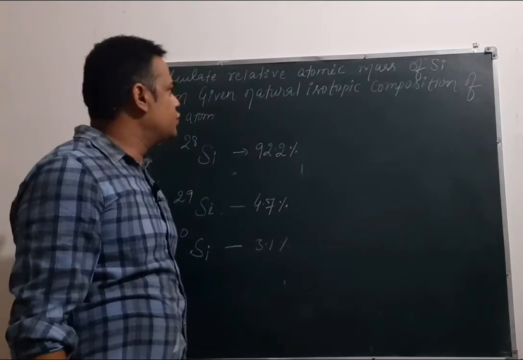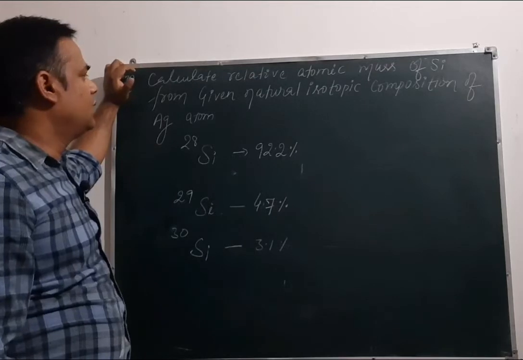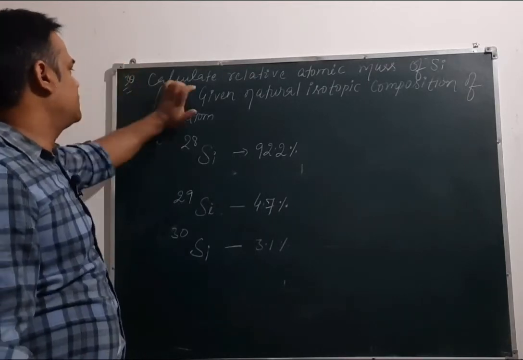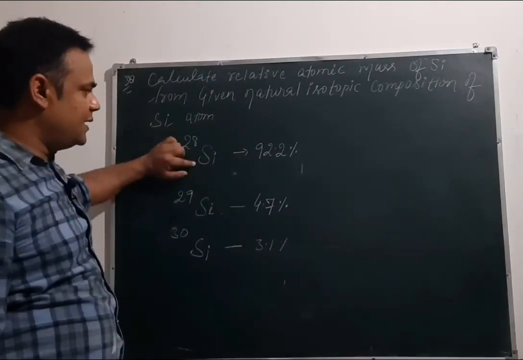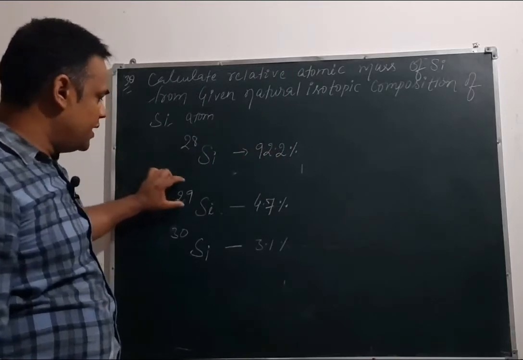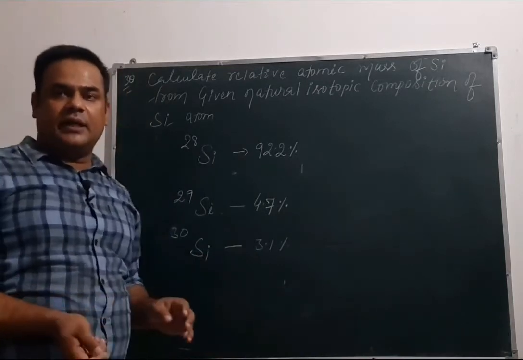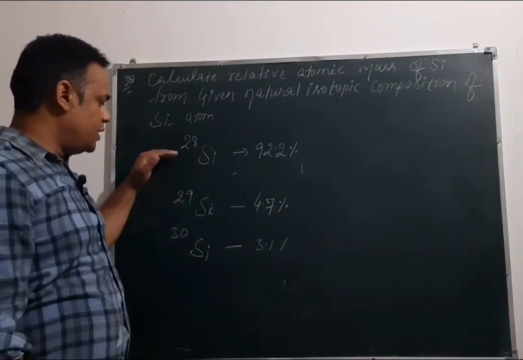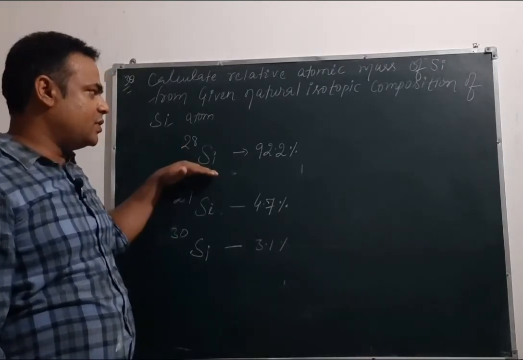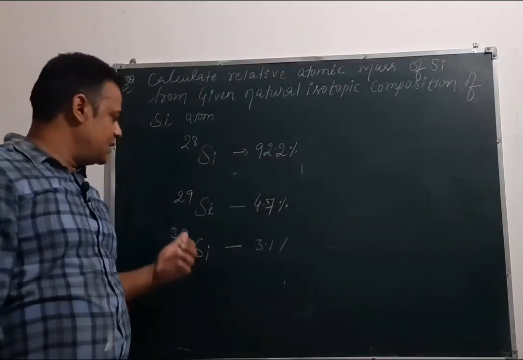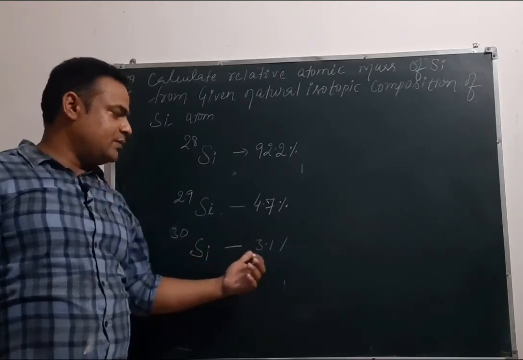So here is the next question. In this question again we have to calculate the relative atomic mass of silicon from the given natural isotopic composition of silicon atom, and this composition is 28 Si 92.2%, 29 Si 4.7% and 30 Si 3.1%. Means silicon in nature exists in three isotopic forms, 28, 29 and 30. 28 has maximum composition, that is 92.2%. 29 Si has composition 4.7% and 30 Si has composition 3.1%.